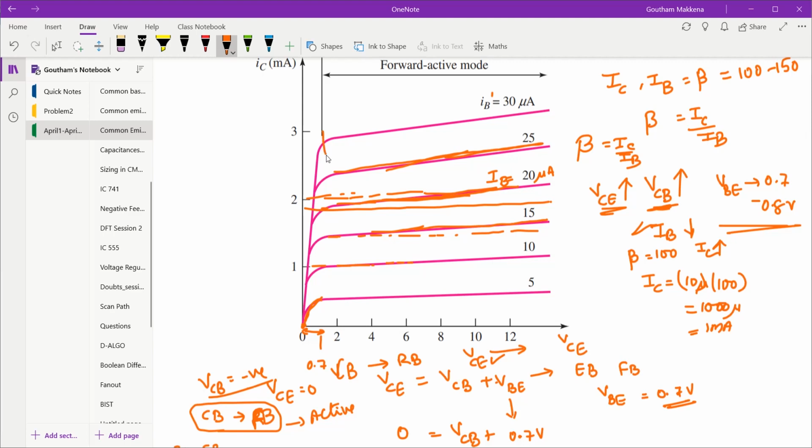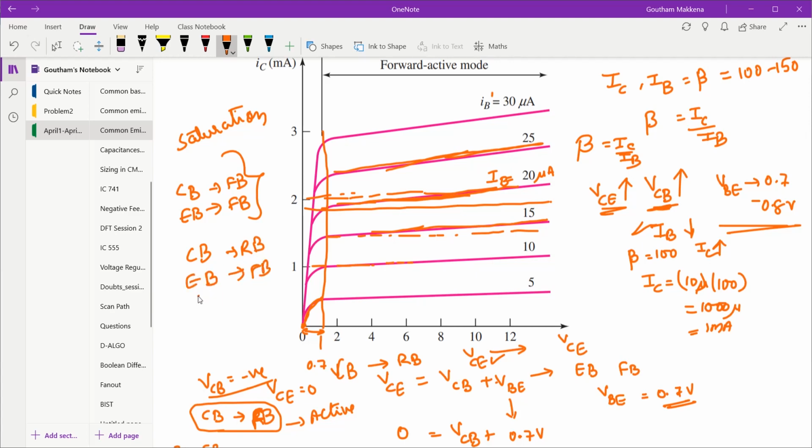Until this region, both junctions are forward biased. The collector base junction is also forward biased and the emitter base junction is also forward biased. So this region is called the saturation region. And we know the condition for the active region: the collector base junction should be reverse biased and the emitter base junction should be forward biased.